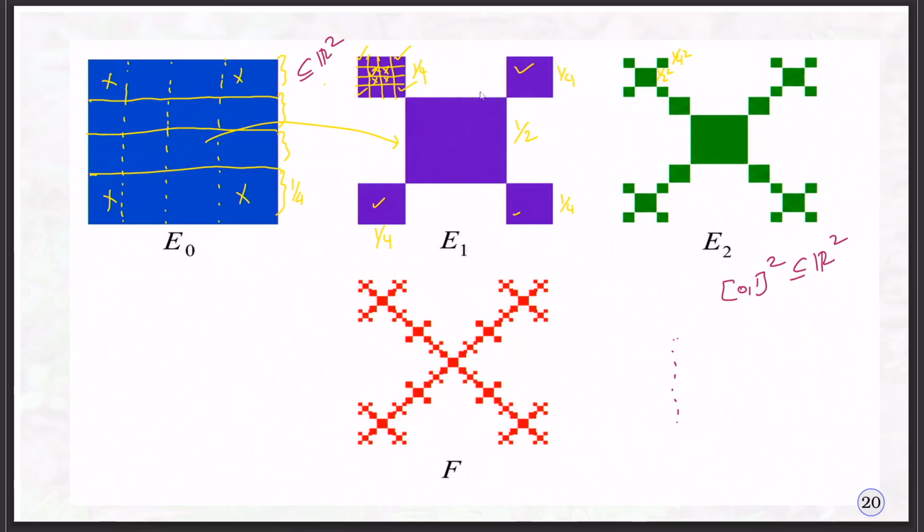The same procedure applies here, here and here, and we get these sets. If you apply the same procedure here, this can be divided like this, then we need to keep this, this, this, this and this one, and we get a set like this.